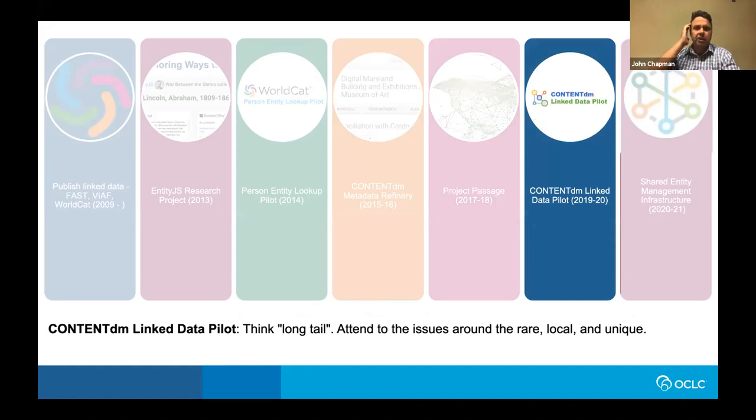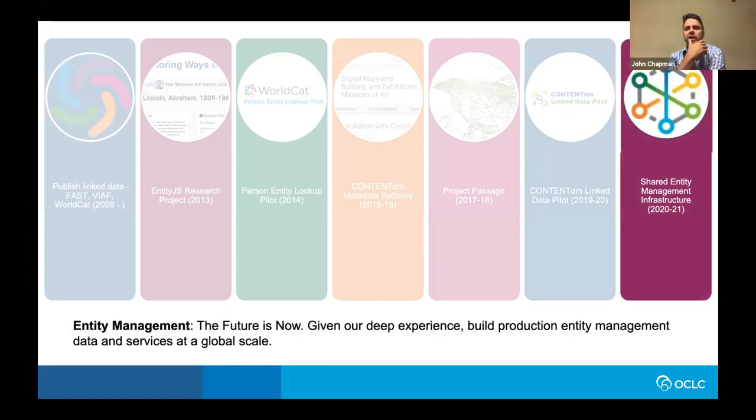And then with the ContentDM linked data pilot, also building on Wikibase, we focused on the long tail. So attending to issues around rare, local, and unique materials, looking at cultural materials, looking at what changes when we're talking about entities that may not be very famous, commonly known, or well-connected, whether those are people, places, creative works, or anything else. And then with the current project, it's really pulling together our experience from all of these past projects to build our production data and production services and do that globally.